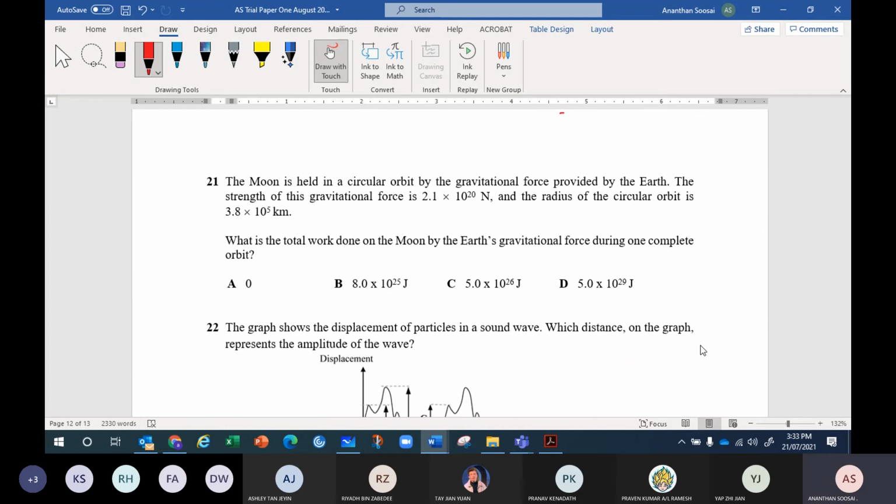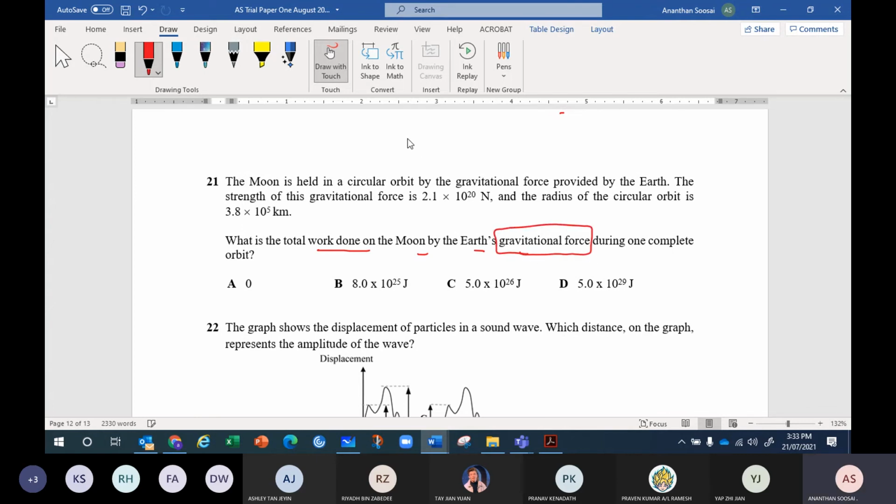The moon is held in a circular orbit by a gravitational force provided by the Earth. The strength of the gravitational force is 2.1 times 10 to the power 20 newton, and the radius of the circular orbit is 3.8 times 10 to the power 5. What is the total work done on the moon by the Earth's gravitational force during one complete orbit? So they're asking for what? The work done on the moon by the gravitational force.